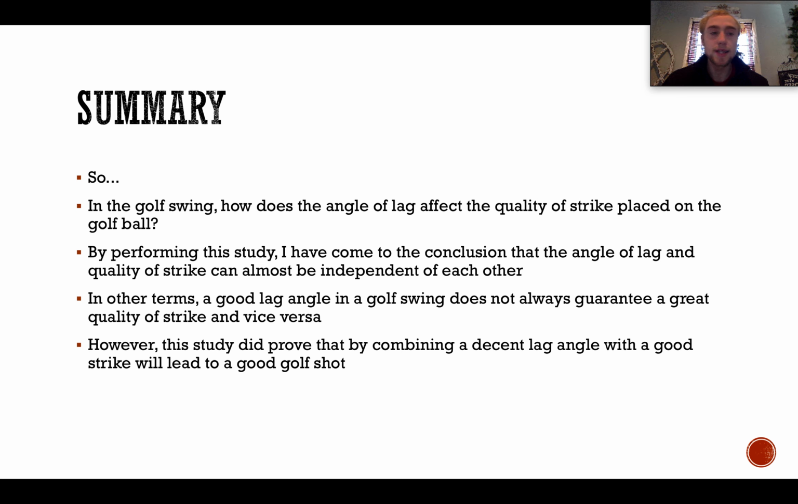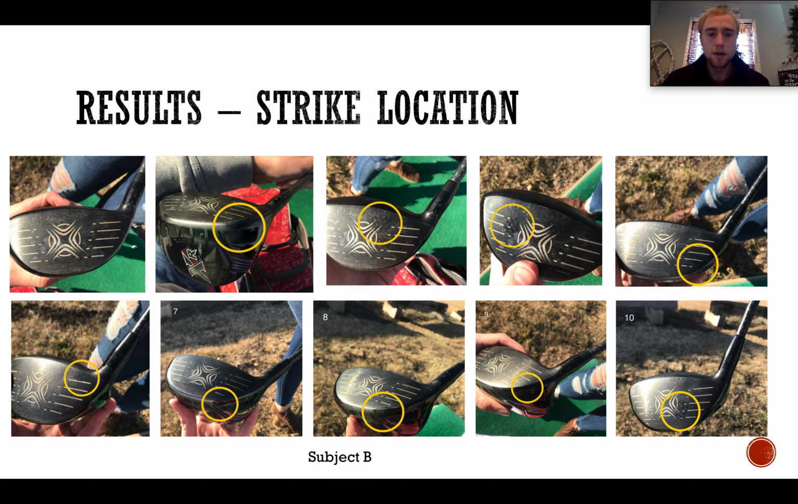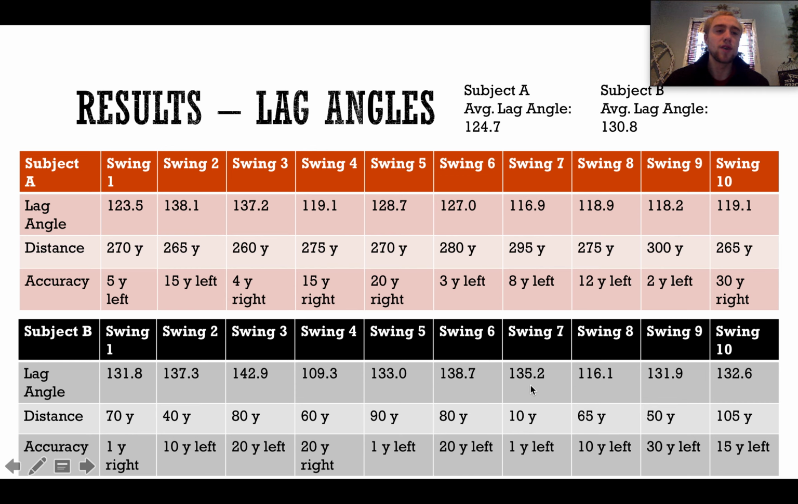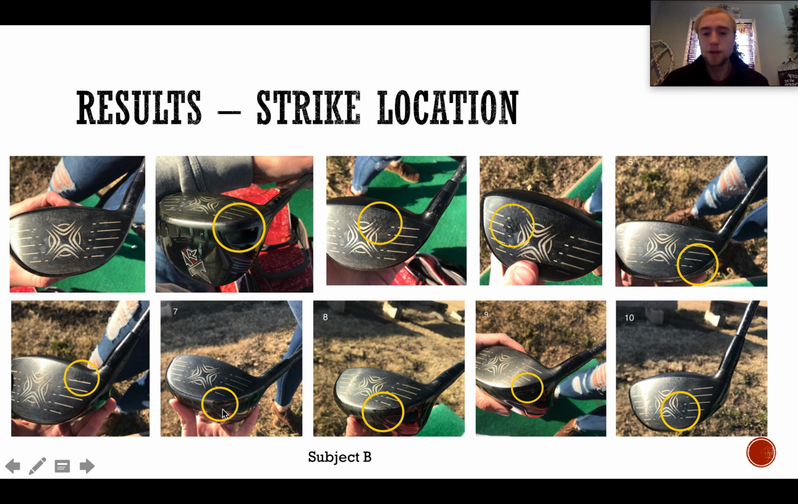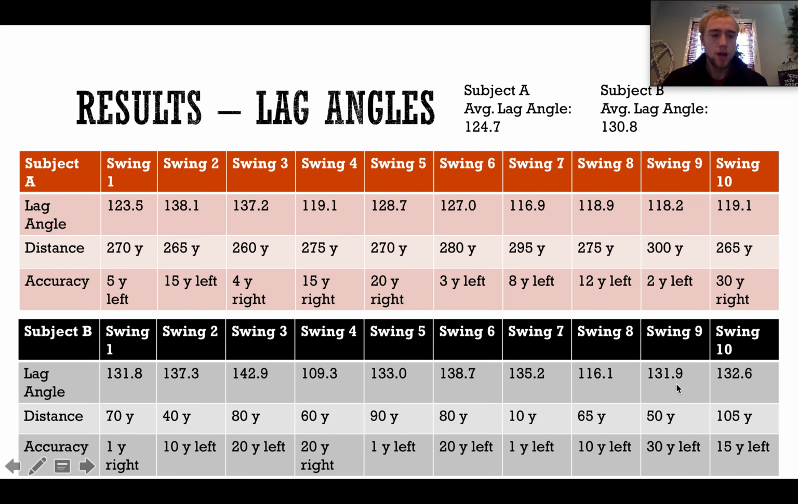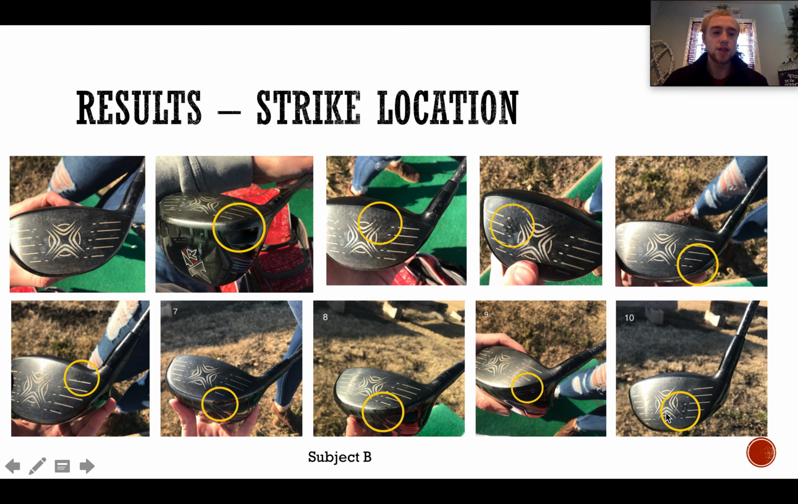So, like I said before, swing 7, she had a decent lag angle. I think it was, let's go back here. Swing 7, 135.2, so not that far off from her average, but her quality of strike was extremely poor, on the bottom of the club. So the ball had no chance of going anywhere. And then if we look at swing 10 here, lag angle of 132.6, it's only 3 degrees off of 7, but it went 95 yards more. So we look at swing 10, it's because she had a much greater quality of strike closer to the middle of the club, which gave the ball a chance to go further.